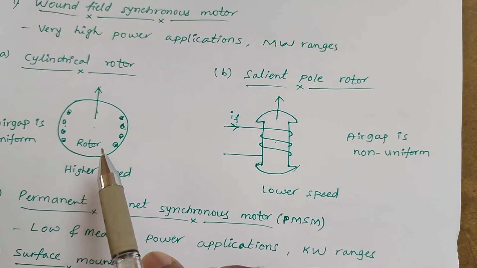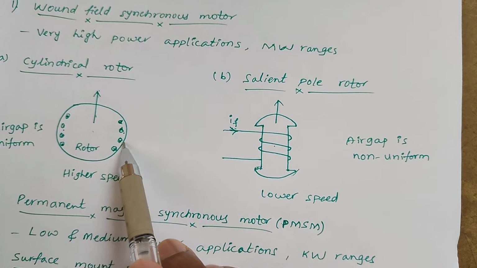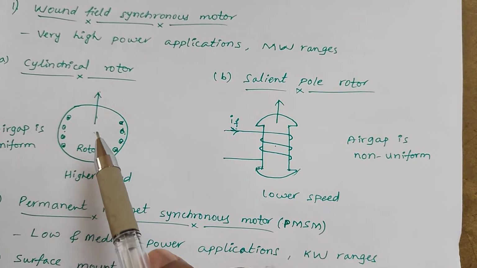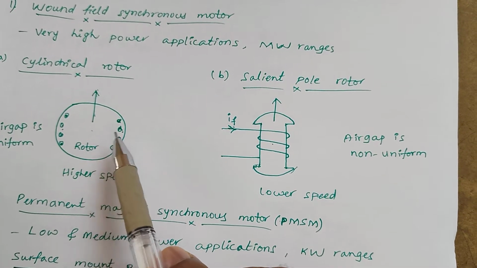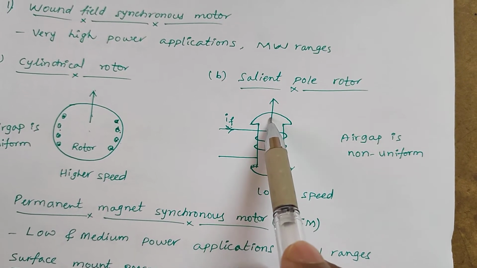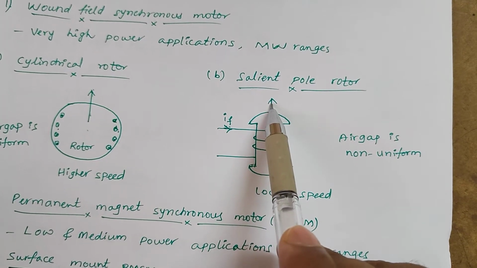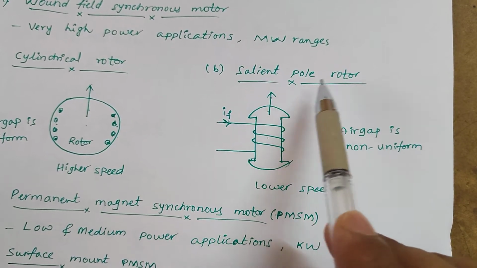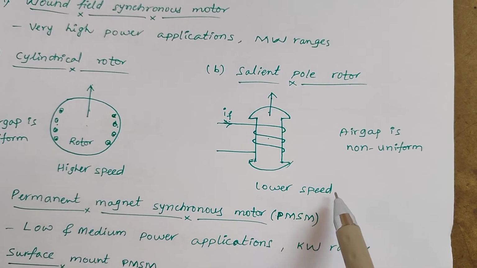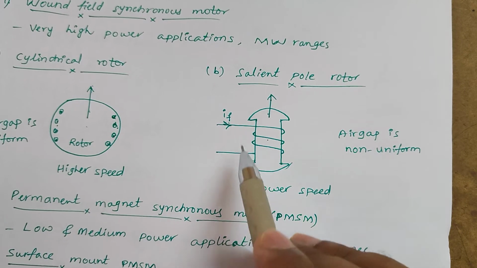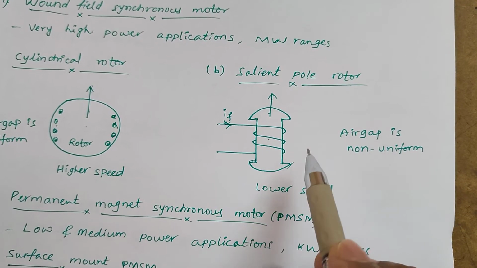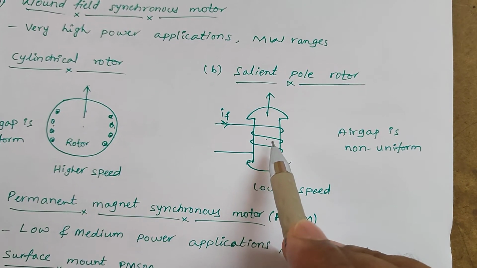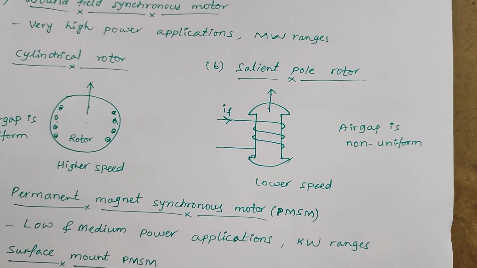Here the field is produced by the windings. In the wound field synchronous motor, the corresponding field is produced by the current flowing through the windings, based on the thumb rule. And the salient pole rotors are used for low speed applications because of their structure. It may become unstable at high speed, that's why mechanically it becomes unstable, and it is used for lower speed applications.